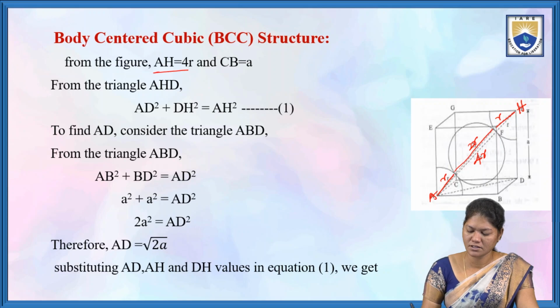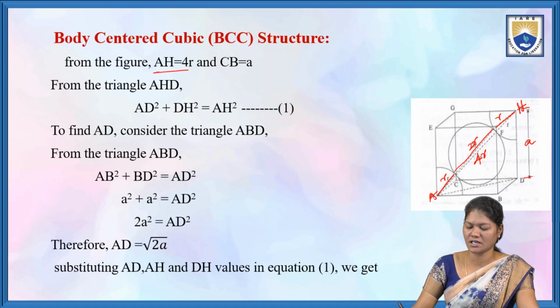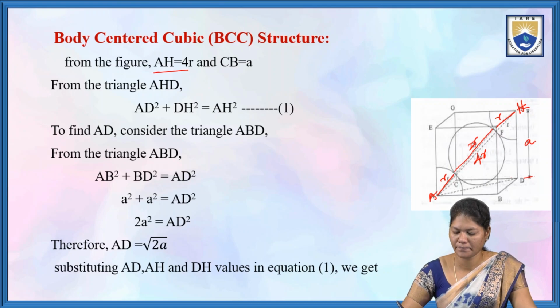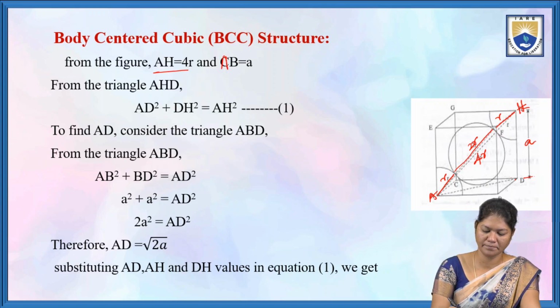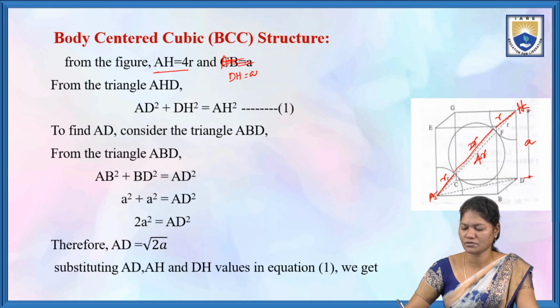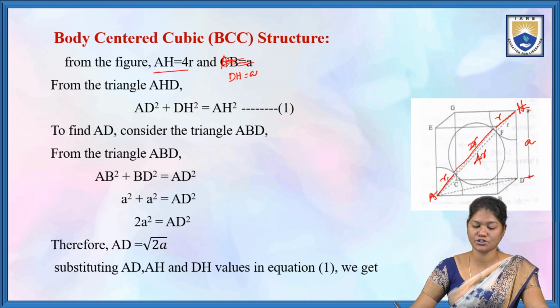And CB is A, so the edge length is A. The edge length is A. We can take it as HD or AB or DH. We can say DH is equal to A. Edge length DH is equal to A.